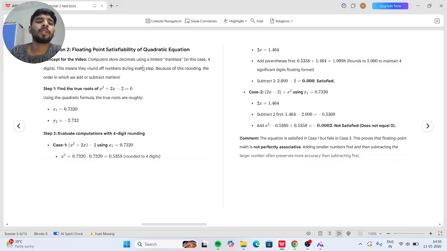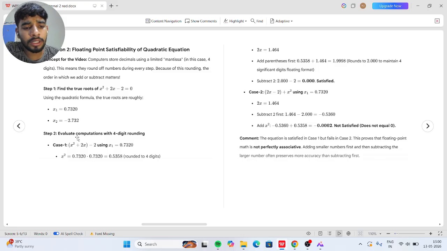Here, floating point satisfiability of the quadratic equation. Computers store decimals using a limited mantissa, in this case four digits. This means rounding of numbers occurs during every step. Because of this rounding, the order in which we add or subtract matters. Step 1: find the roots of x squared plus 2x minus 2 using the quadratic formula. The true roots are roughly x1 equals 0.7320 and x2 equals minus 2.7.